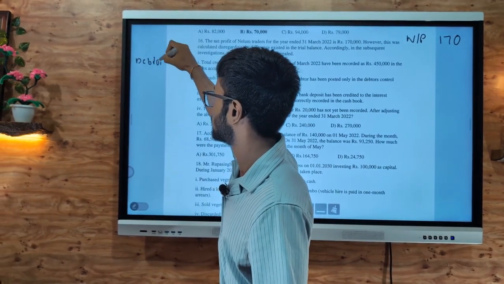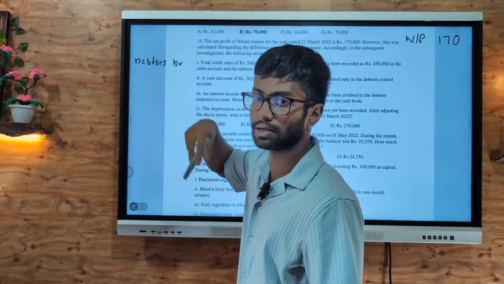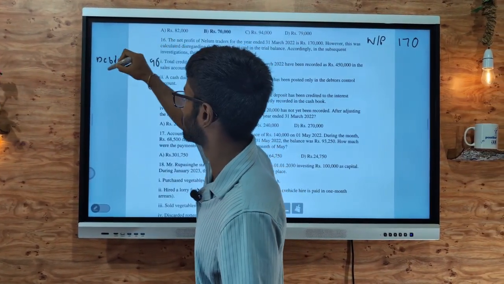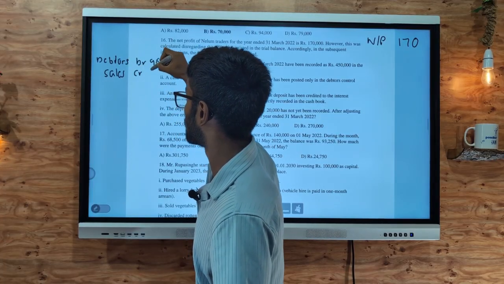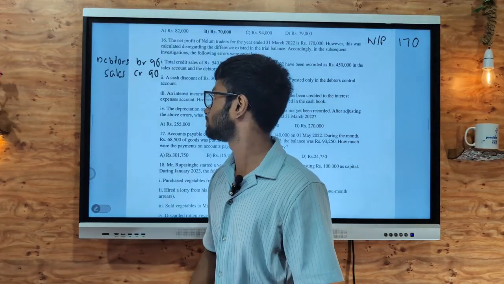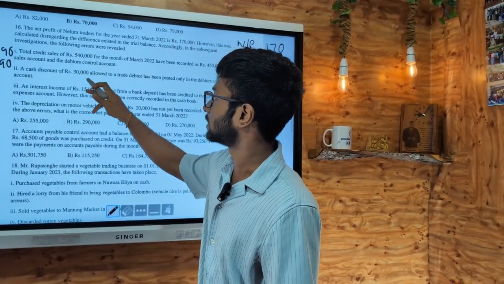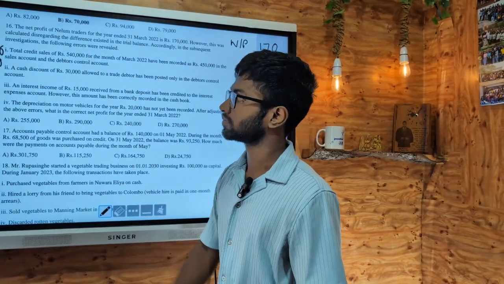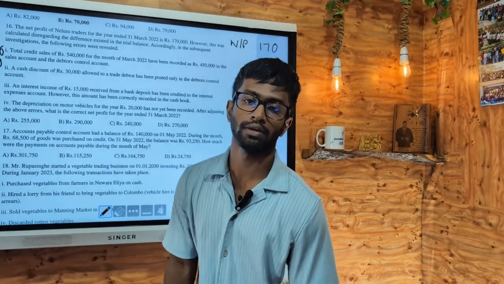So since we have recorded less, debtors account to be debited by the difference. You record 90 more, and sales account also you record 90 more. Debtors debit, sales credit 90,000 more. Next, cash discount 30,000 allowed to trade debtor has been posted only in the debtors account. So there had been a discount allowed, but we have only recorded in the debtors account.